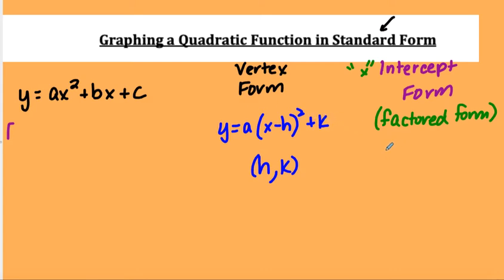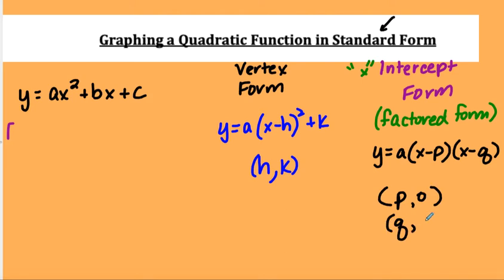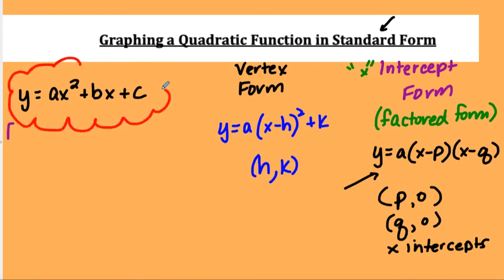So I like to clarify, but that form is y equals a(x minus p)(x minus q), where p and q, so (p, 0) and (q, 0), are the x-intercepts. You might see I call it factored form because it really looks like we've factored it. It is in factored form, giving us the factors, therefore the x-intercepts of the graph. But like I said, today's going to be a day where we spend some time on standard form.